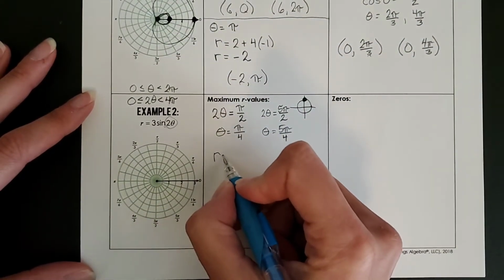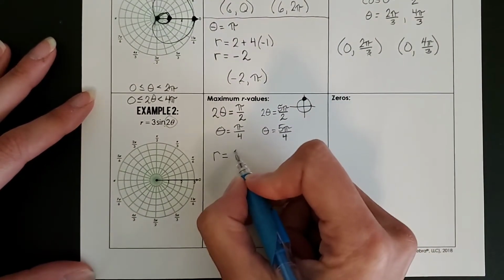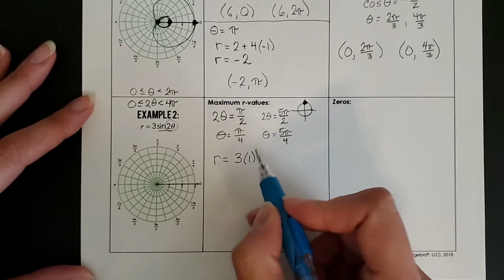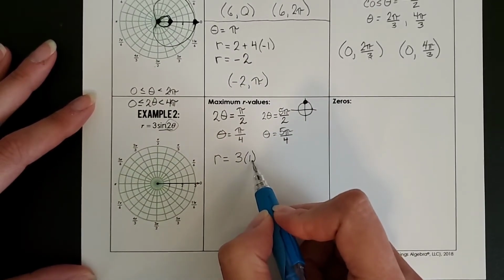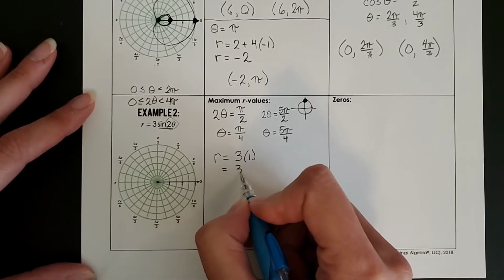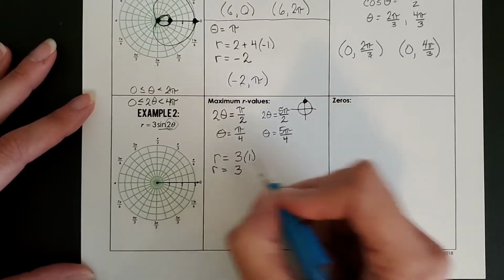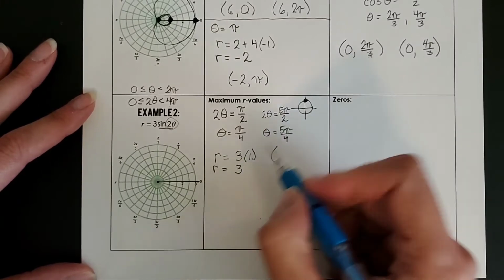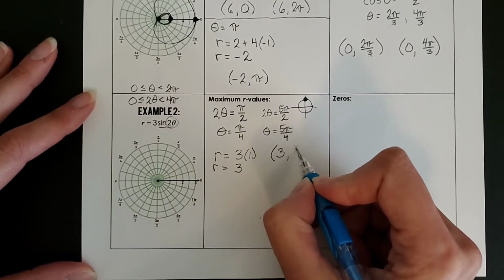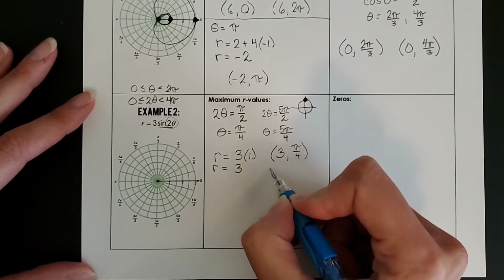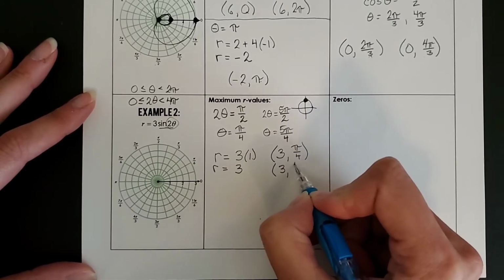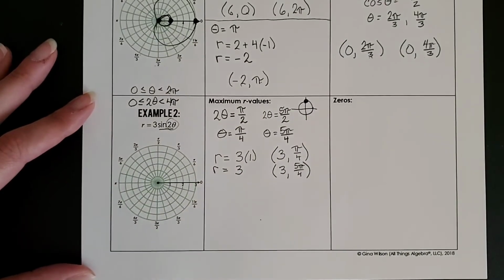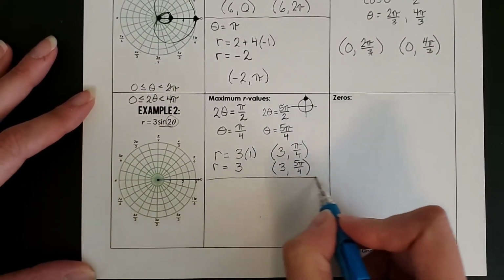That means the r value is 3 times 1, because that sine of 2 theta was at its maximum. So r is 3. So we have 2 pairs here. We've got 3 comma pi over 4 and 3 at 5 pi over 4. All right, those are our maximums.